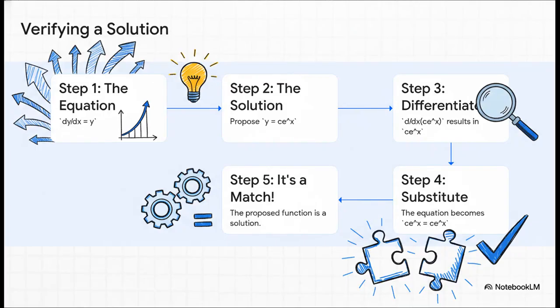Let's actually put this to the test. Our equation, dy over dx equals y, is famous. It describes things that grow exponentially. Now, let's say someone proposes a solution, the function y equals ce^x. To check it, we just follow the steps. First, let's take the derivative of our proposed solution. Well, the derivative of ce^x is just ce^x. Easy enough. Now, we plug that and the original function back into our equation, and we get ce^x equals ce^x. The left side equals the right side. It's a perfect match. That means our function is a totally valid solution.